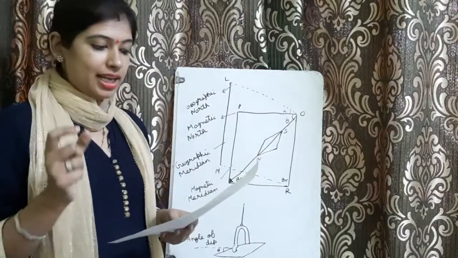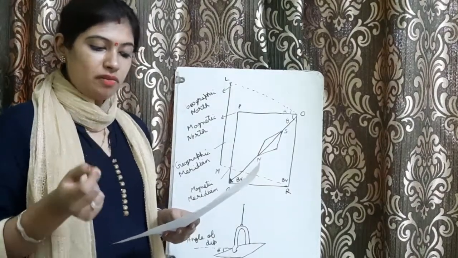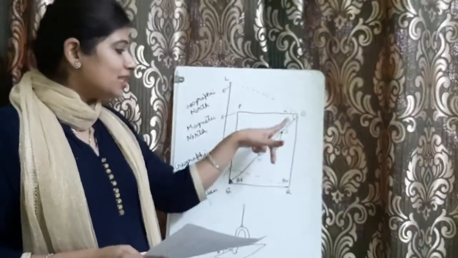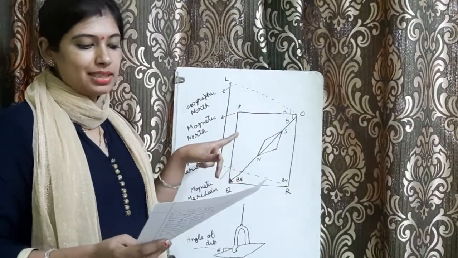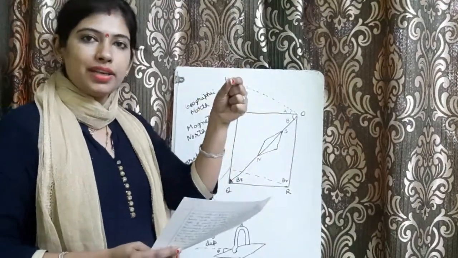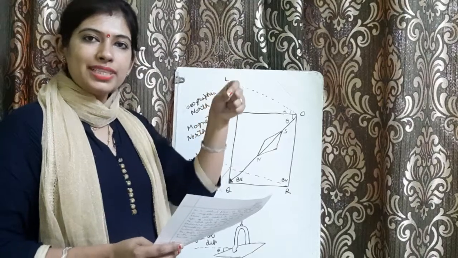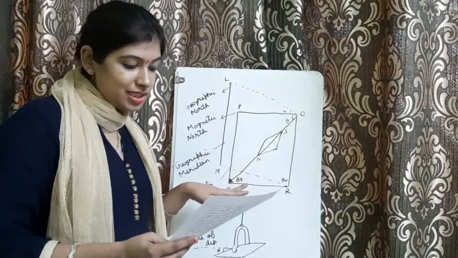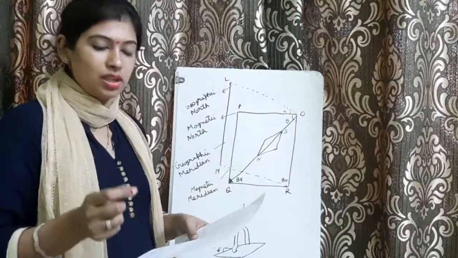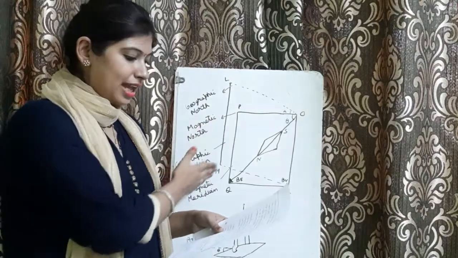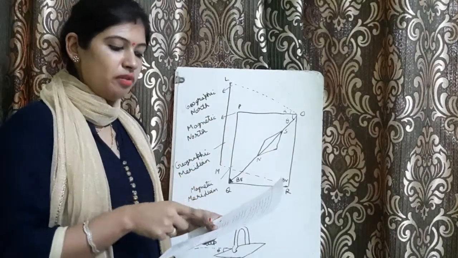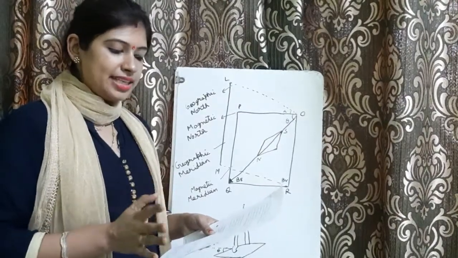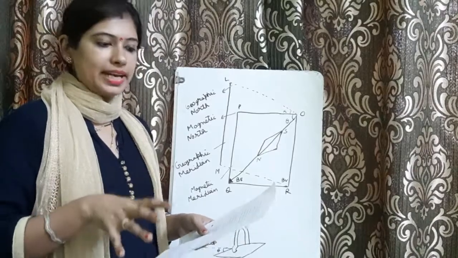Magnetic meridian is the vertical plane passing through the axis of a magnetic needle. This is the axis of a magnet. This is a magnetic needle. This is the axis of a magnetic needle which is suspended freely through its center of gravity. When we freely suspend this magnetic needle through its center of gravity, the vertical plane passing through the axis of the magnetic needle, suspended freely through its center of gravity at rest under Earth's field, is called the magnetic meridian.